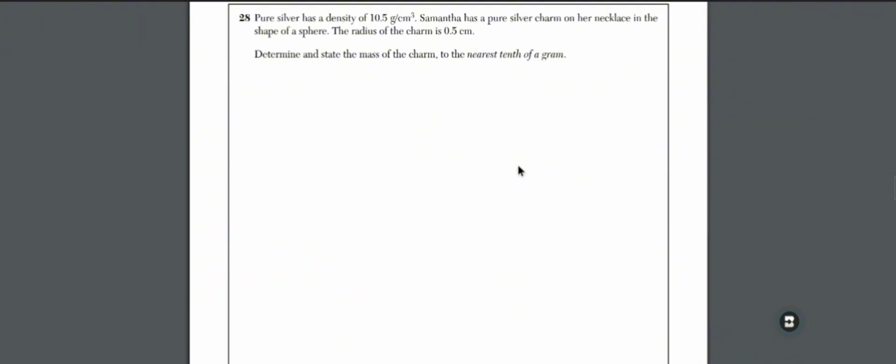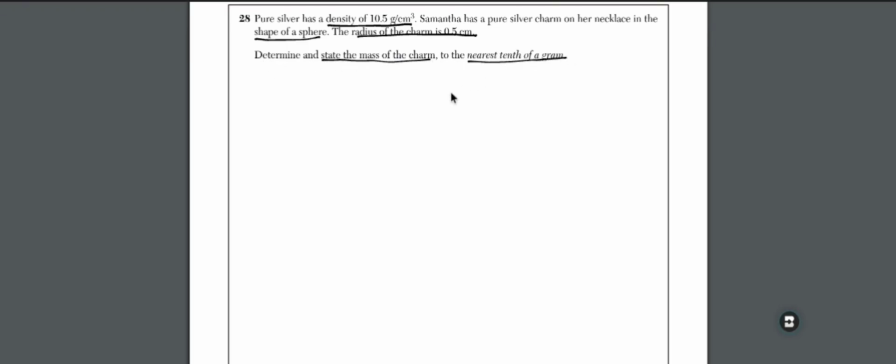Question number 28 says, pure silver has a density of 10.5 grams per cubic centimeter. Samantha has a pure silver charm on her necklace in the shape of a sphere. The radius of the charm is 0.5 centimeters. Determine and state the mass of the charm to the nearest tenth of a gram.